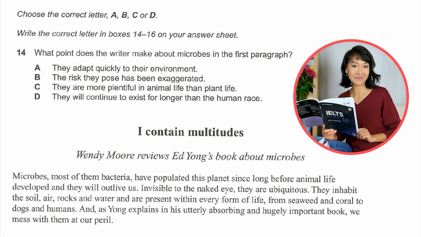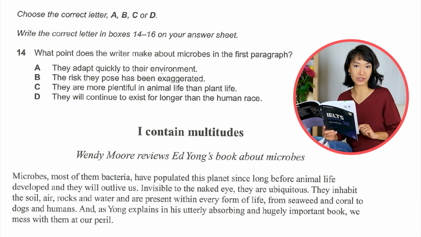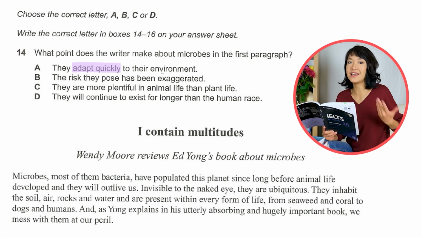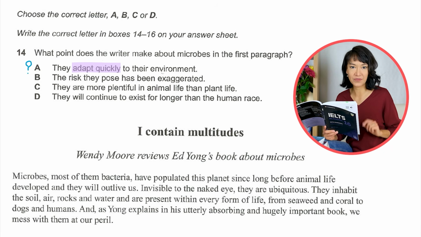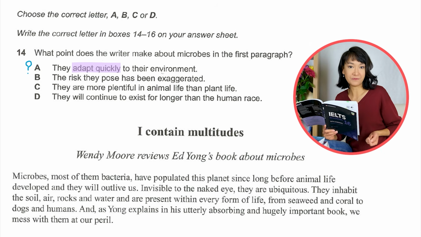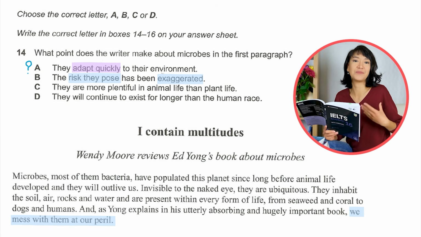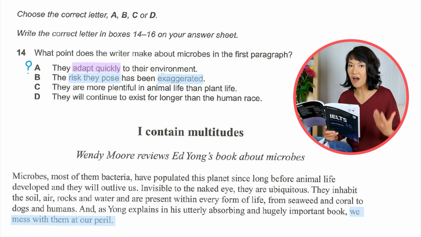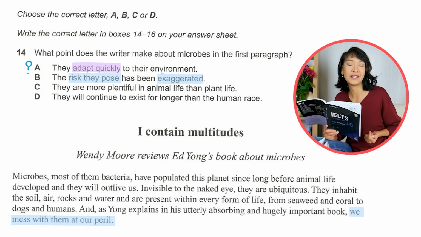Ready to continue? Let's assess each option. A. They adapt quickly to the environment. Actually, I can't find anything about it. Let's leave it for now. What about B? The risk they pose has been exaggerated or made larger than it really is. Here I found this. We mess with them at our peril. To mess with something means to get involved or deal with something harmful, and peril is danger.